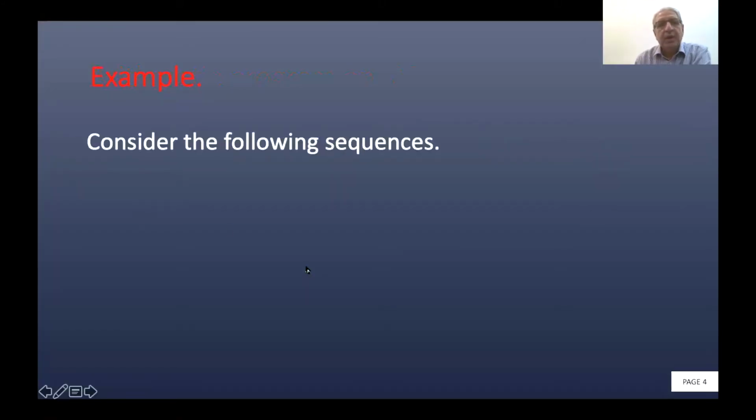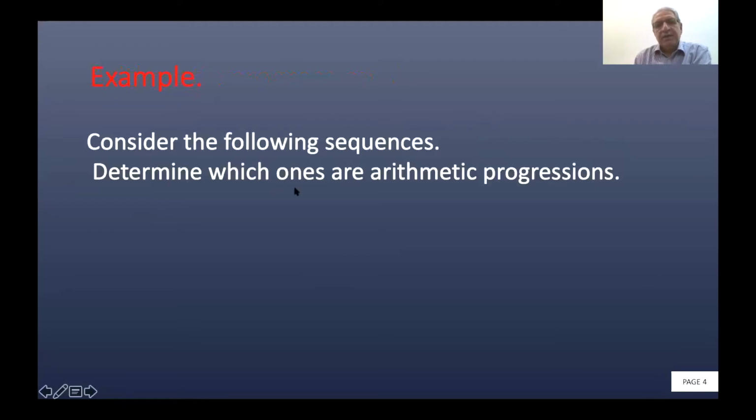Consider the following sequences. Determine which ones are arithmetic progressions. Here you have 2, then you add 3, you get 5, then adding 3, you get 8, then adding 3, you get 11. Therefore, the first term is 2 and the common difference is 3, so it is an arithmetic progression. Here it is 2, then adding 2, you get 4, adding 2, you get 6, adding 2, you get 8. Therefore, this is again an arithmetic progression, and the first term is 2, and the common difference is 2 also.